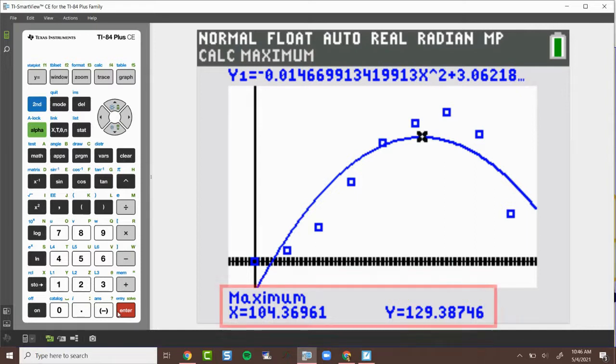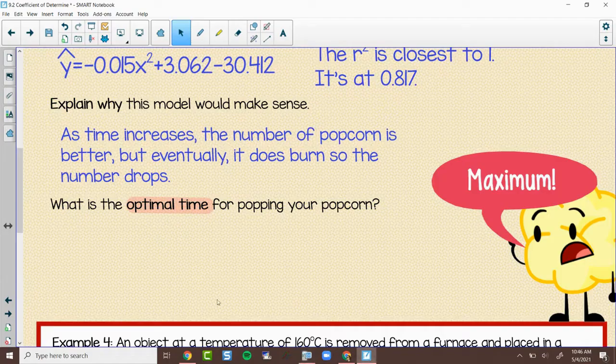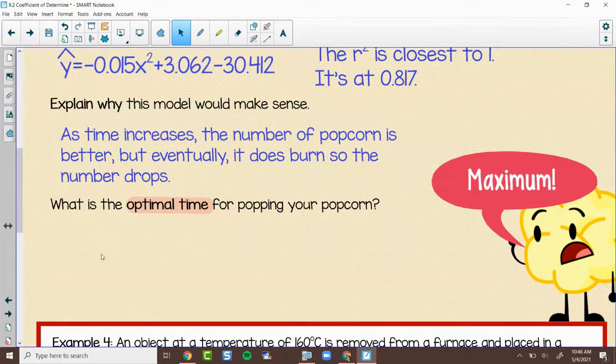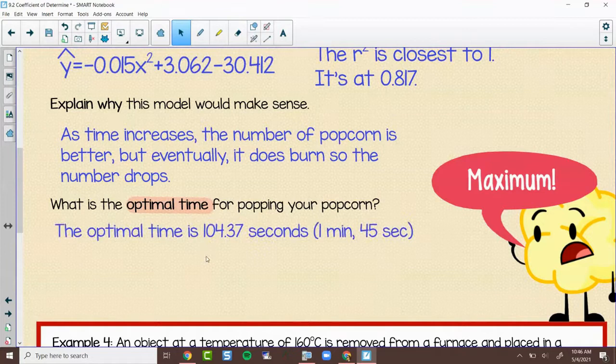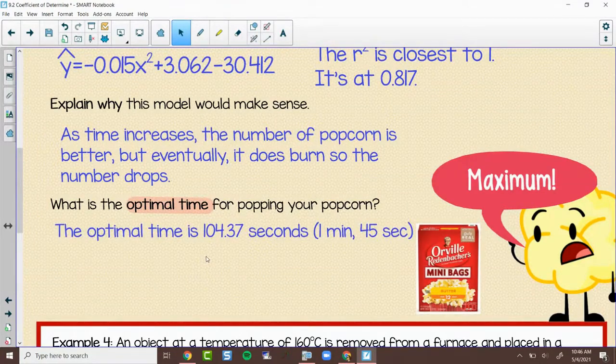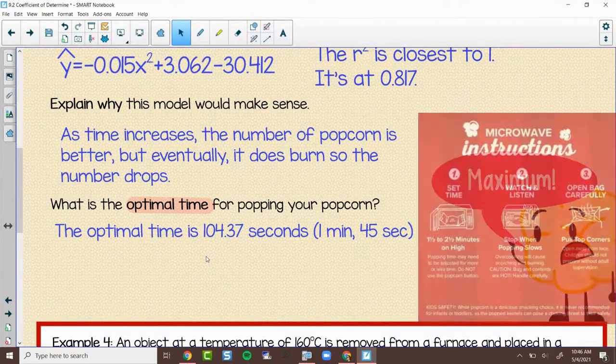So I can see that the maximum, or the optimal time for my popcorn, is around 104.37 seconds. And I can even see the amount of popcorn that I would get. You can see on here, I kind of changed it to about 1 minute and 45 seconds. This might be for maybe a smaller bag of popcorn. It might not be for one of the big ones.